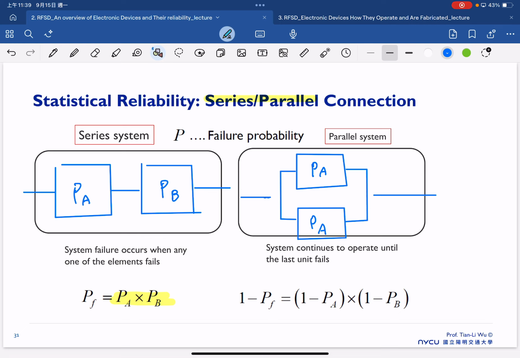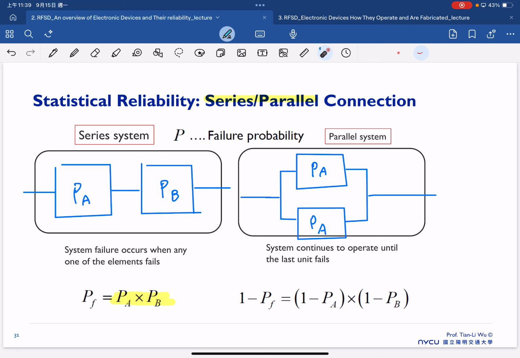So we're just connecting in this way. Then the system continues to operate until the last unit fails. So if this one fails, the system can still operate, and the system will only fail if both of these two components fail, and then the probability can be expressed by this.